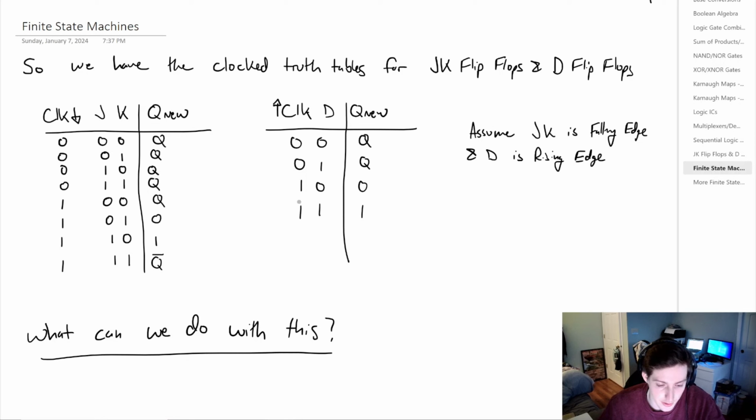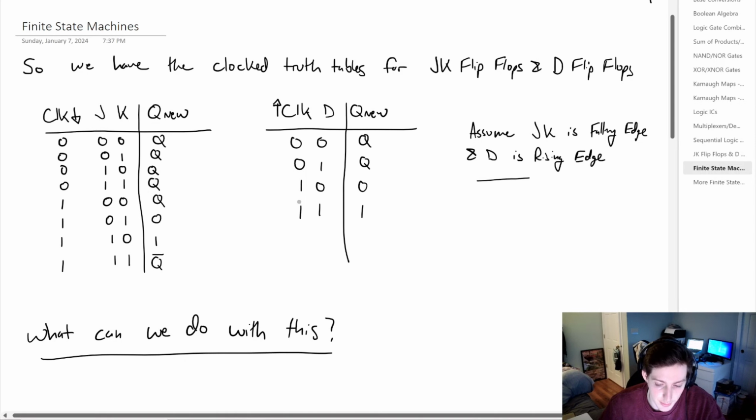From the videos on flip-flops, this will bring us into the final topic that we cover in this course, which will be the finite state machines. So we just want to recall the clocked truth tables for the JK flip-flops and D flip-flops given in these two truth tables here. And we're always going to assume that the JK flip-flop is falling edge and the D flip-flop is rising edge, just in all of the examples that we do.